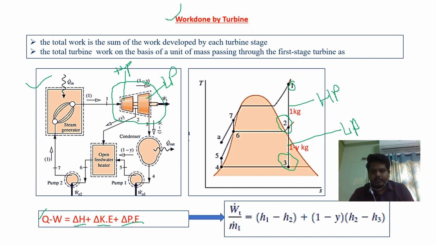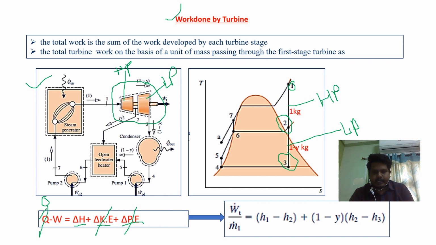In both the turbines, the process is a reversible adiabatic process, so the term Q is 0. And generally we neglect kinetic energy and potential energy. So the remaining is W equals delta H.